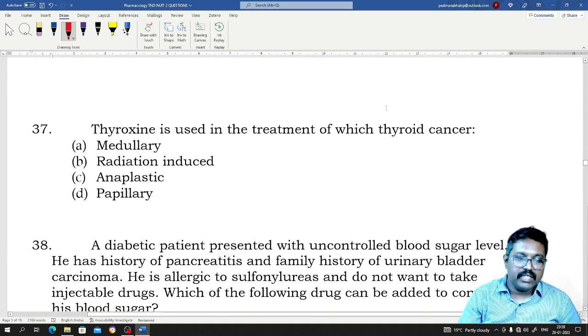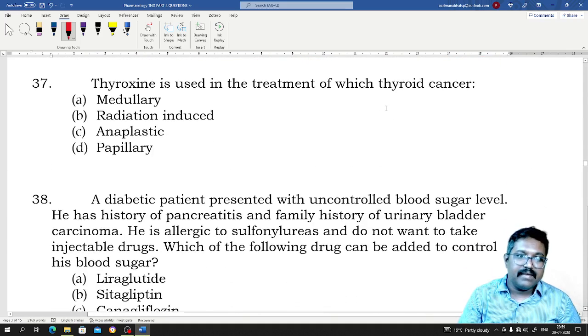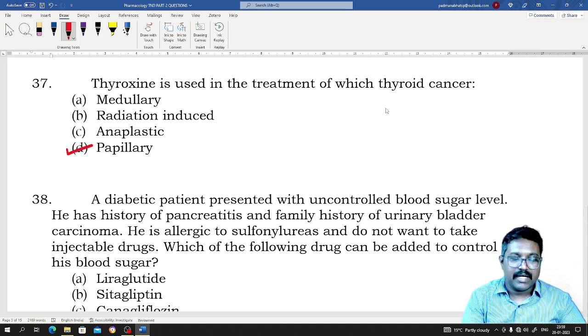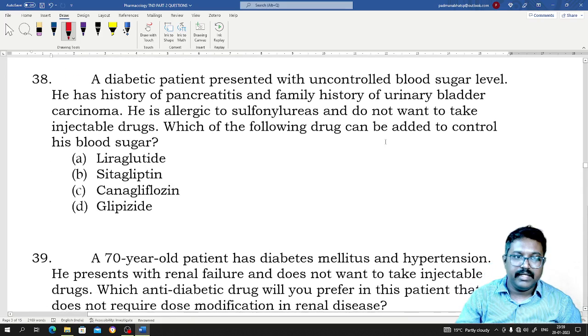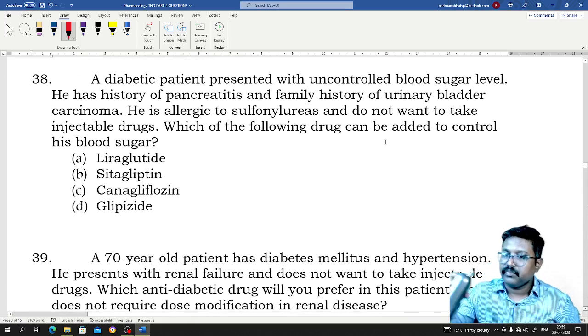So next, moving on to the 37th MCQ, that is, thyroxine is used in the treatment of which of the following cancers? Again, please remember, thyroxine is used in the treatment of papillary carcinoma. Papillary carcinoma. So next, moving on to the 38th MCQ.